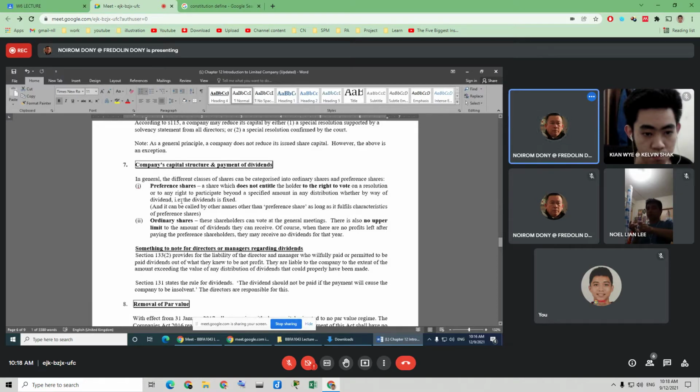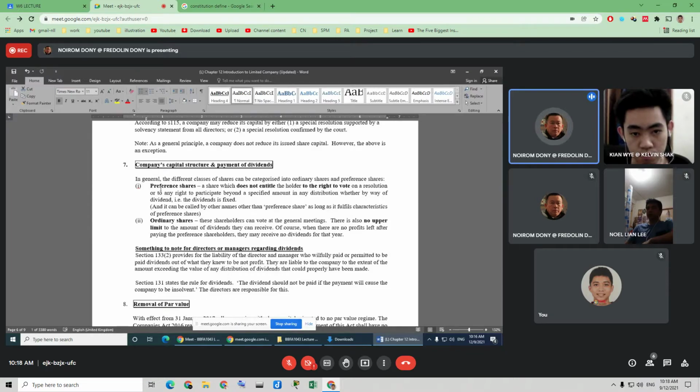Preference share, the word itself, preference, means they are preferred. So the preferred are given a fixed dividend, like 7%, 6%, 5%. So what does it mean? Normally, before the name of the share, we state the percentage of dividend. Let's say 7% preference share. So that is the name of the preference share.